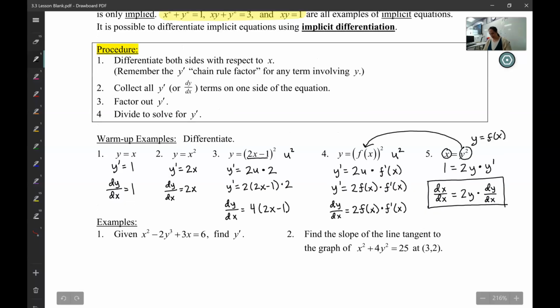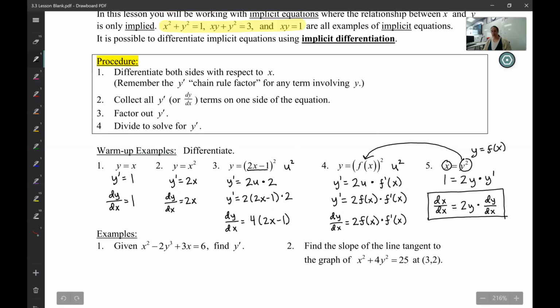So that is a little warm-up example of implicit differentiation. In the next video, we'll go into a few more examples, a little bit more in depth into what this means.